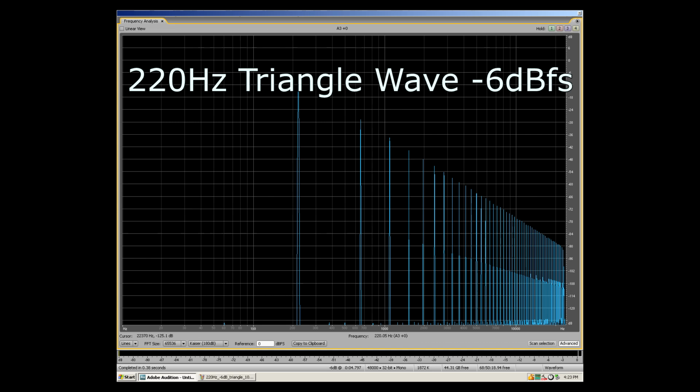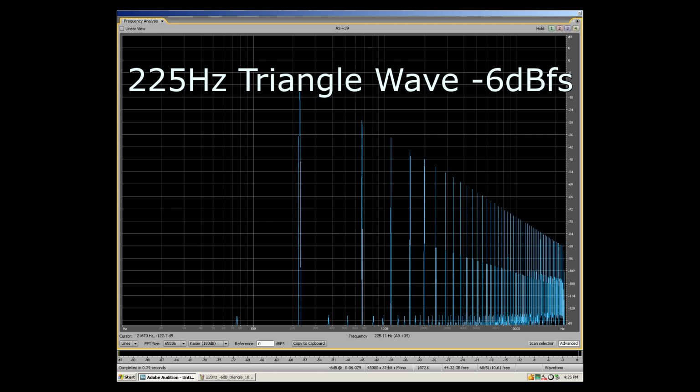Jumping right into it, we have a 220 Hz triangle wave at -6 dB FS. What this gives us is a nice harmonic rich sound source to use as a baseline for comparison. This was generated in Adobe Audition 3 at 192 kHz and downsampled to 48 kHz, and I did that to make sure that there's no potential sources for aliasing down the road.